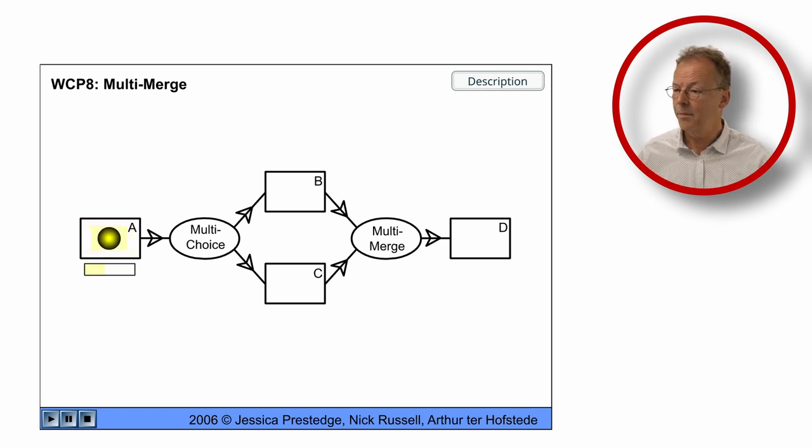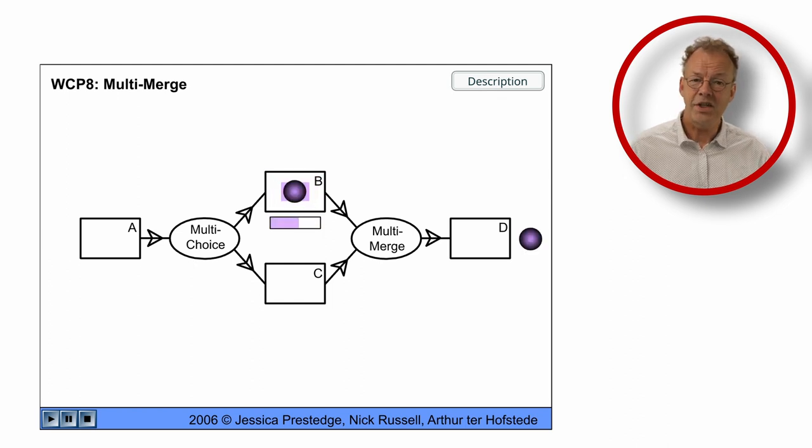Now we have the multi-choice with B and C and they are finished simultaneously and the multi-merge still fires twice and D is executed twice. Note that this still causes two activations of task D.